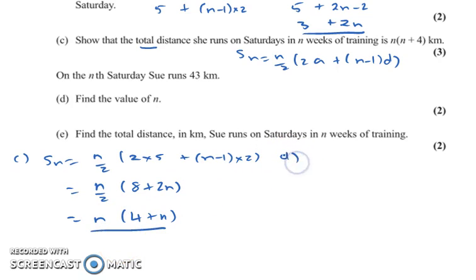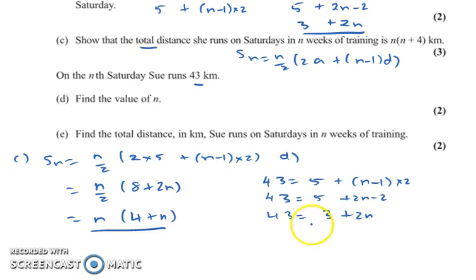Part D, find the value of n if on the nth Sunday she runs 43. So we've got 43 equals 5 add n minus 1 times 2. Go back to the nth term. This gives us 43 equals 5 add 2n minus 2, which is 3 add 2n, so n is 20.